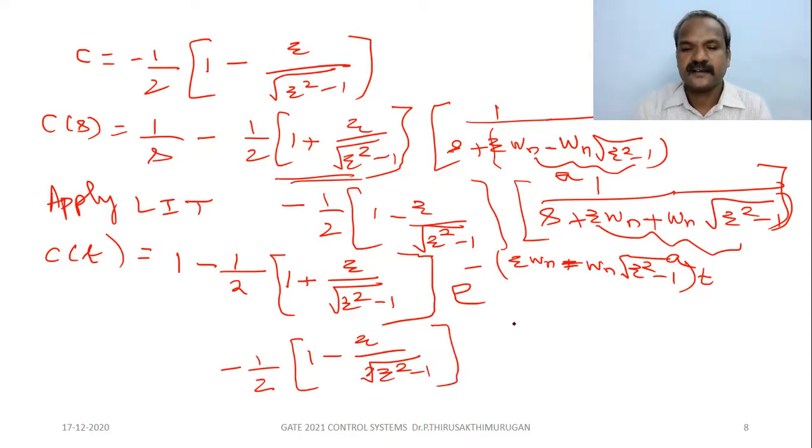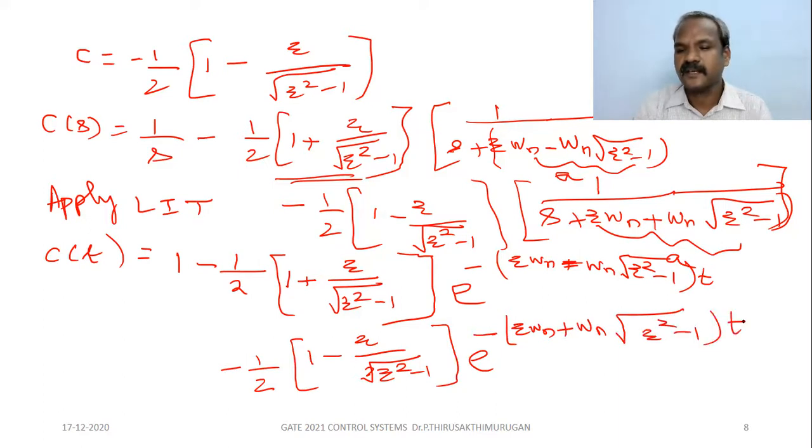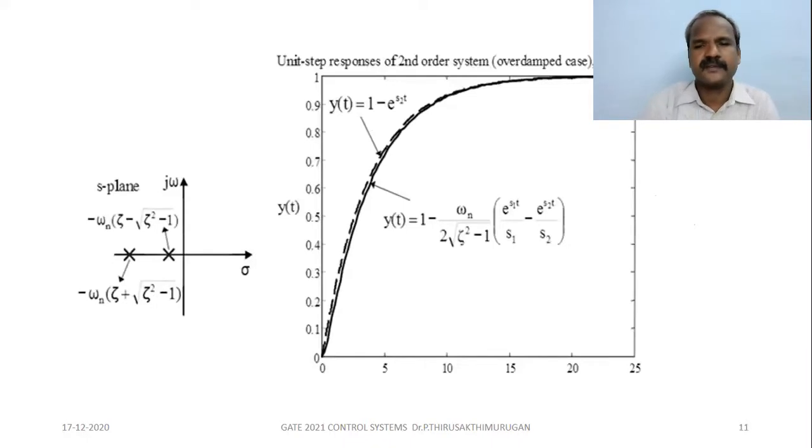This is constant. So this is S minus A, this is also S minus A. So e to the power minus of zeta omega n plus omega n square root of zeta square minus 1 into t. So this is the step response of the overdamped system. Okay. So what is the overdamped system response? So this is the overdamped system response.